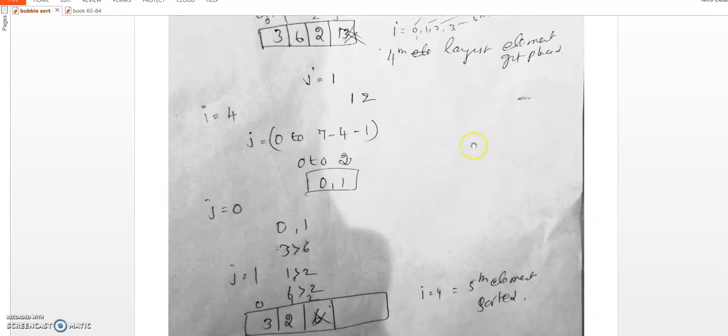Okay, when j equals 0, 0 and 1 will be compared. It is already in ascending order, so leave it. When j equals 1, 1 and 2 will be compared, so it will be swapped. After swapping, we will get this value again. So j will vary over 0 and 1 only. So that pass is over.